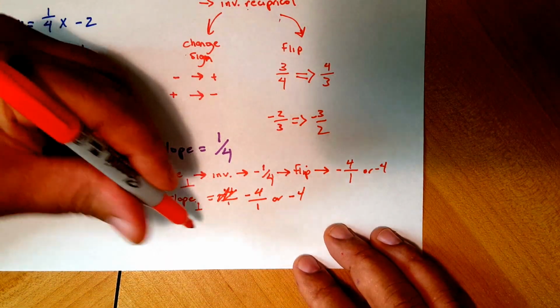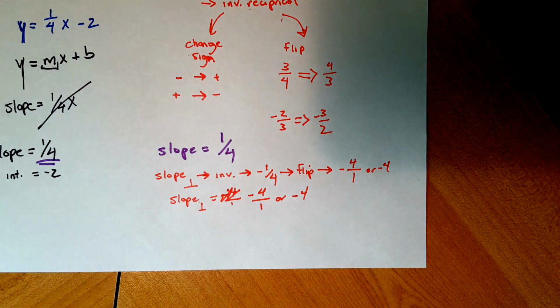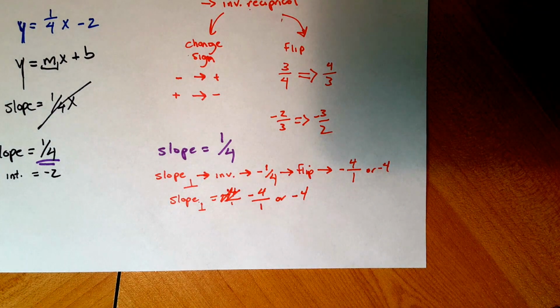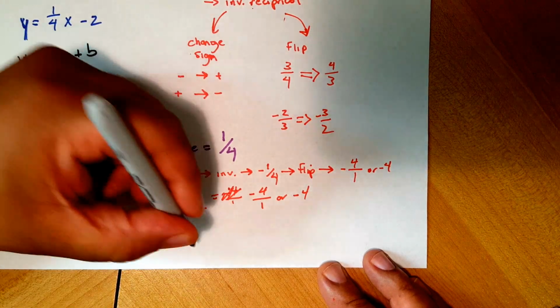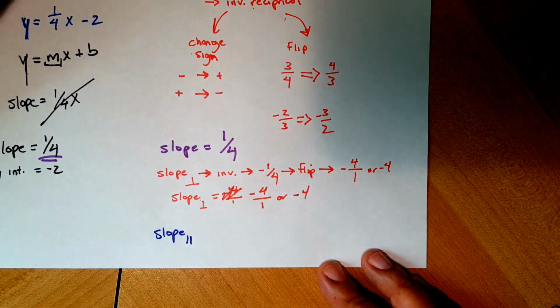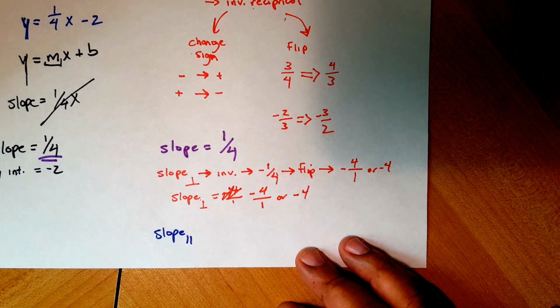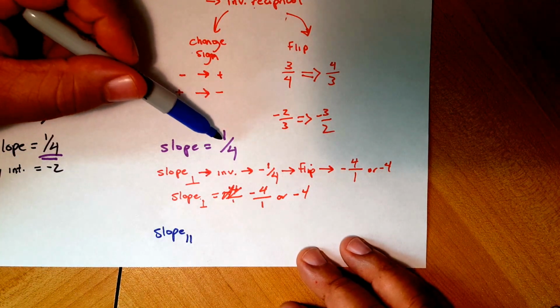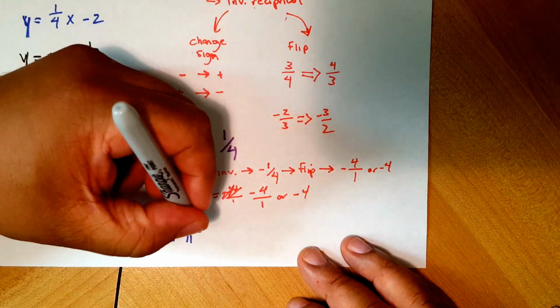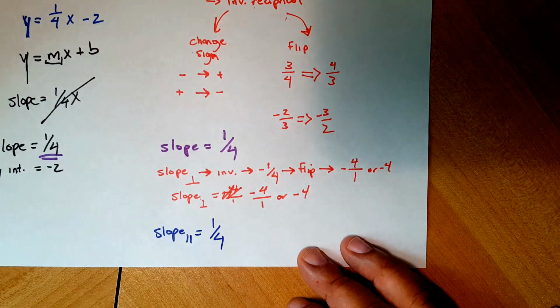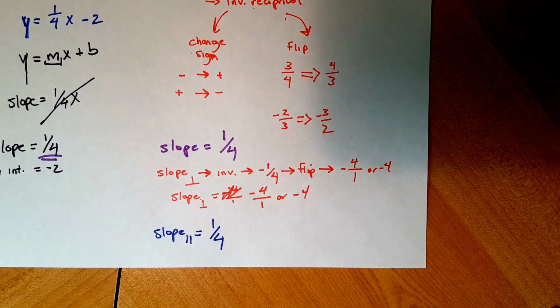Now the slope of a parallel line is much easier. We didn't talk about it much. So the slope of the parallel line, and again, our symbol for parallel, the slope of the parallel line is just the same. So if the slope of the original line is 1/4, then the slope of the parallel line is also 1/4. Let's look at a few more examples.